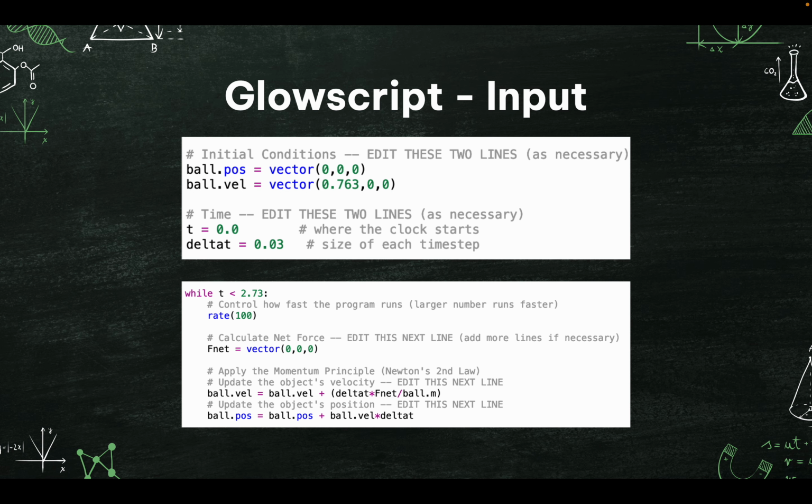In my code, I inputted 0.763 meters per second as the x component of the initial velocity of my system. The delta t is 0.03 because in Tracker, that is how much time was taken in between the steps of my tracked video. In the second video, we can see that while t is less than 2.73, as my video is 2.73 seconds long, the F net vector is 0 newtons all around because there is no net force. You can see the velocity update formula and the position update formula down below.